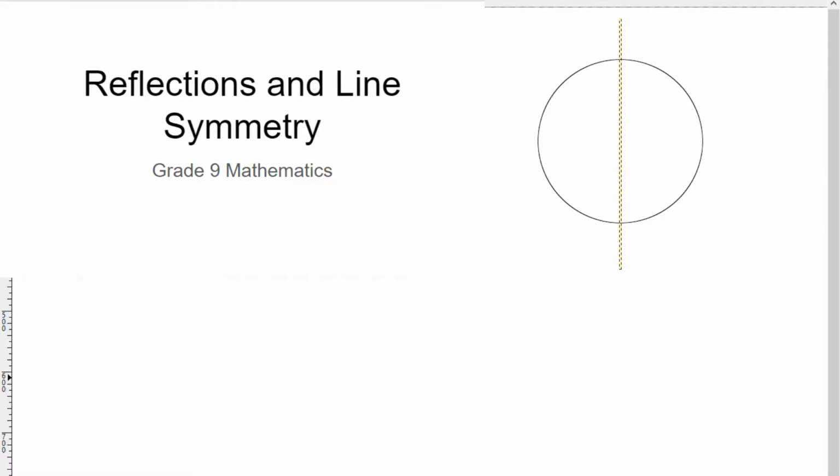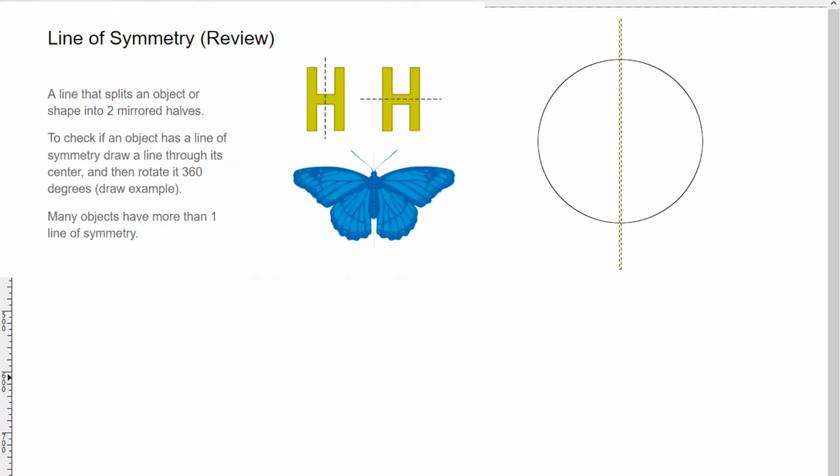Hi everybody. Today we're going to start doing our reflections and line symmetry chapter. You guys did a bit of a start on this previous day. We're going to do our formal notes on this today. So most of this I think is a review for you guys, but a couple things aren't, and we're kind of going to put a couple concepts together that you probably haven't put together yet.